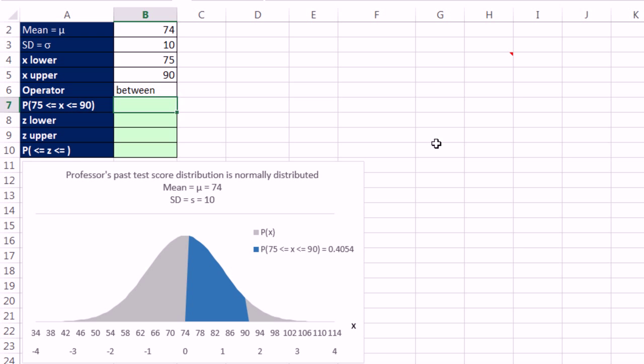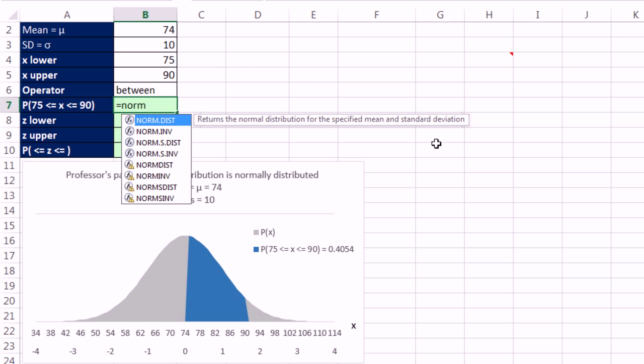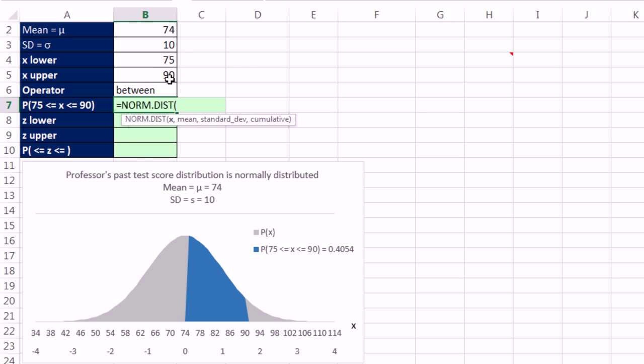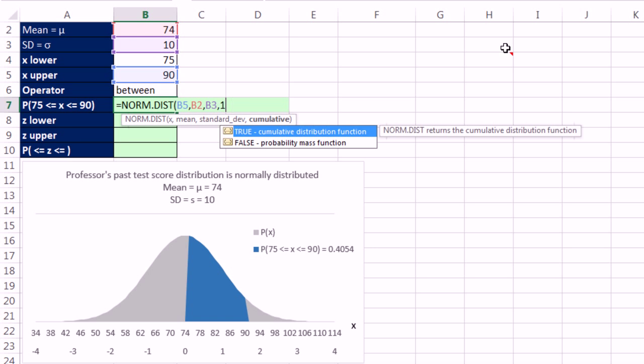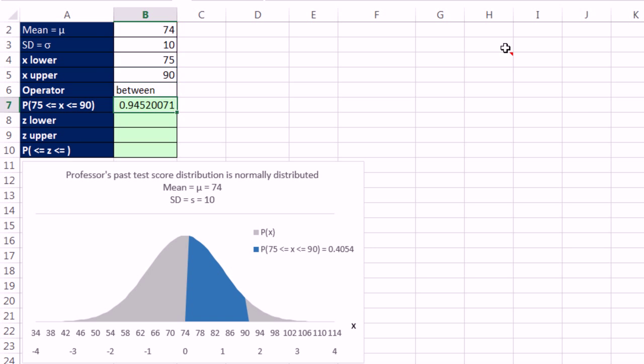So you ready? Equals NORM.DIST. The x, give me the big one first, comma, the mean, the standard deviation, comma, 1 for cumulative. If I enter this here, it's everything up to 90. So the probability of getting a score 90 or less is 0.94.